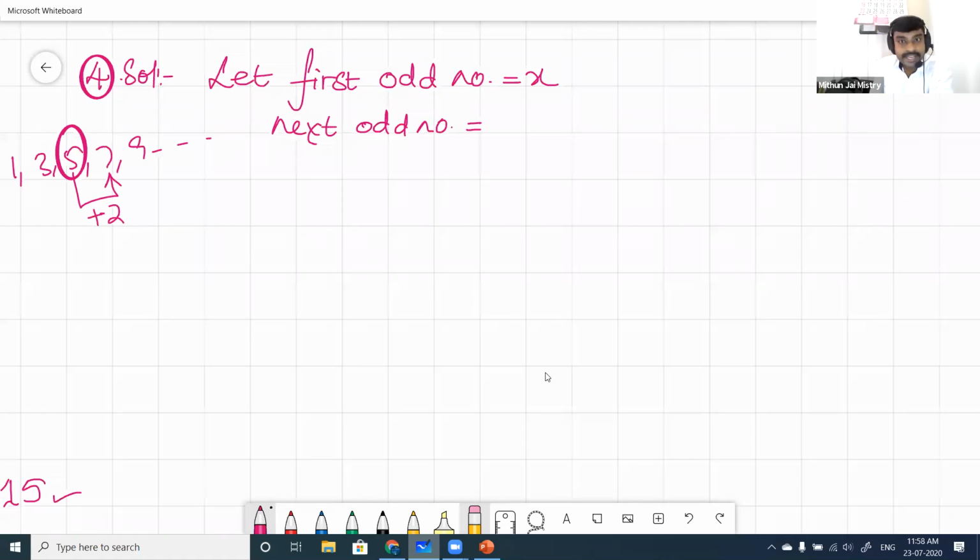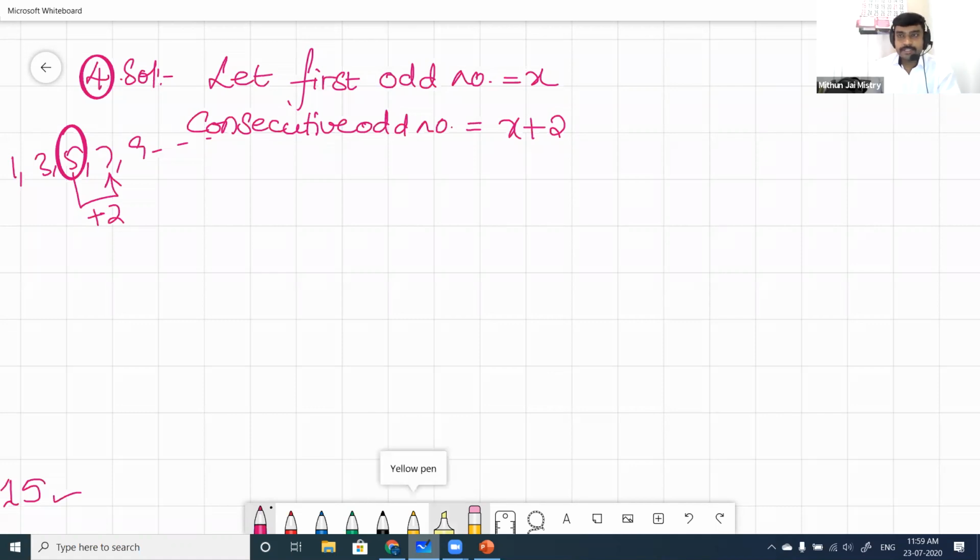So if you take x, then its next consecutive will be nothing but x plus 2. So here, instead of the word next, we will write consecutive. First I wrote next so that you can understand, right? The meaning of consecutive is also next. Consecutive odd number is equal to x plus 2. Done?